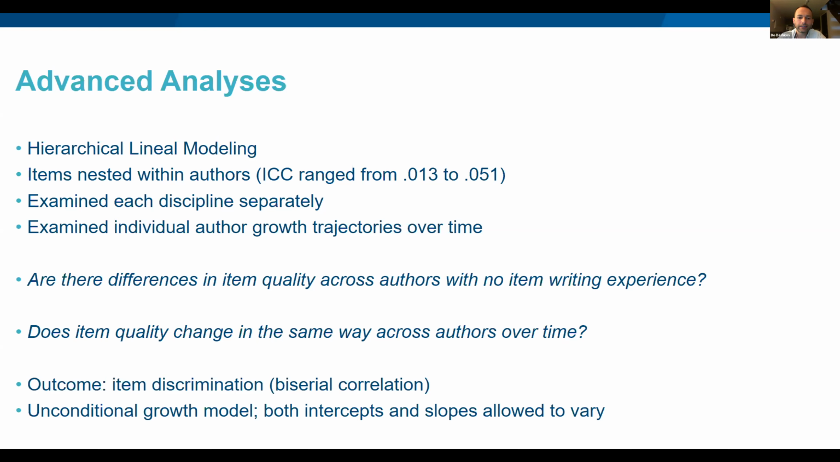The outcome we used here, the dependent variable, is item discrimination, again, the item-total biserial correlation. And we specified an unconditional growth model, so no predictors other than time. Both intercepts and slopes were allowed to vary. The intercept is the expected item discrimination with 0 years of item writing experience. And the slope, as you would interpret in regression, is the amount item discrimination changes over time for every 1 year of additional experience.